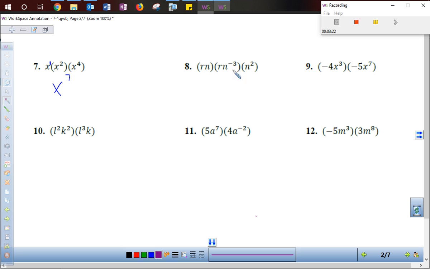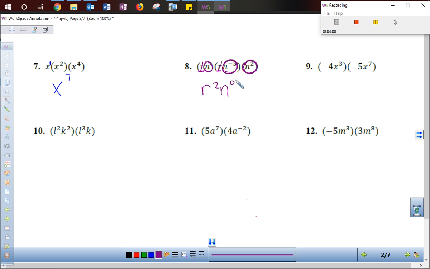On number 8, here I have 2 variables being multiplied together. Not a big deal. We're just going to take it one variable at a time. If I start with my r variables, I have an r to the 1st here and an r to the 1st here. So I can add those exponents together, and I'm going to be left with an r to the 2nd power. Now I can look at my n's. I have an n to the 1st power, n to the negative 3rd power, and n to the 2nd power. So I'm going to add all of those exponents together. 1 plus negative 3 is negative 2, plus 2 is going to leave me with 0. So that's going to leave me with n to the 0 power.